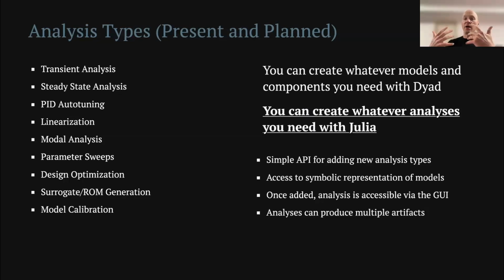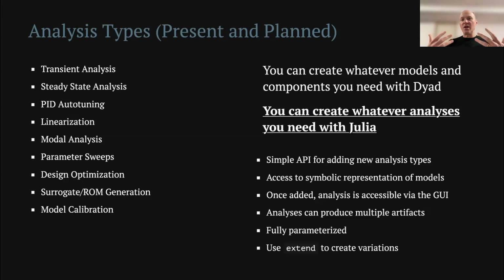And so on our JuliaHub platform, we have the ability to run these analyses, and then the artifacts that are generated can be managed on our platform. And they can be parameterized, as I mentioned before, so that you can then, even within the GUI, run an analysis and then turn a knob and run the analysis again. And you can use extends, kind of functionality inheritance, to allow you to create variations of these analyses for different purposes or scenarios or whatever.